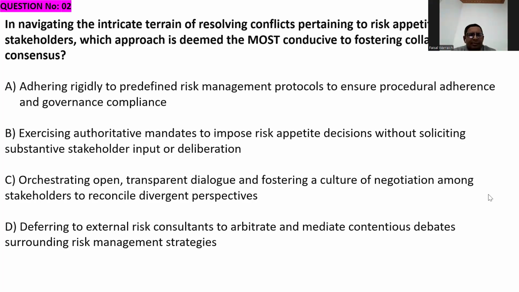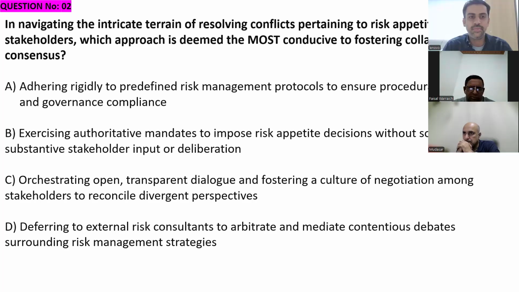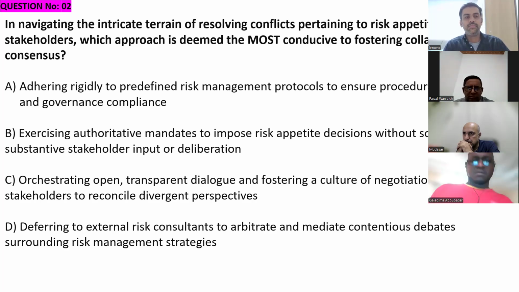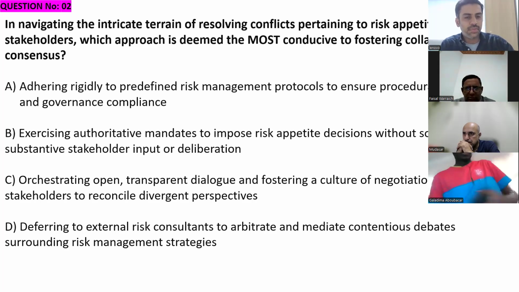Okay, Gladima is with us. Gladima, welcome. Gladima, this question, Mudassir, Usman has solved, and he says C option is the right option. Do you agree C is okay? Wakar is with us. Oh, he is settling now.